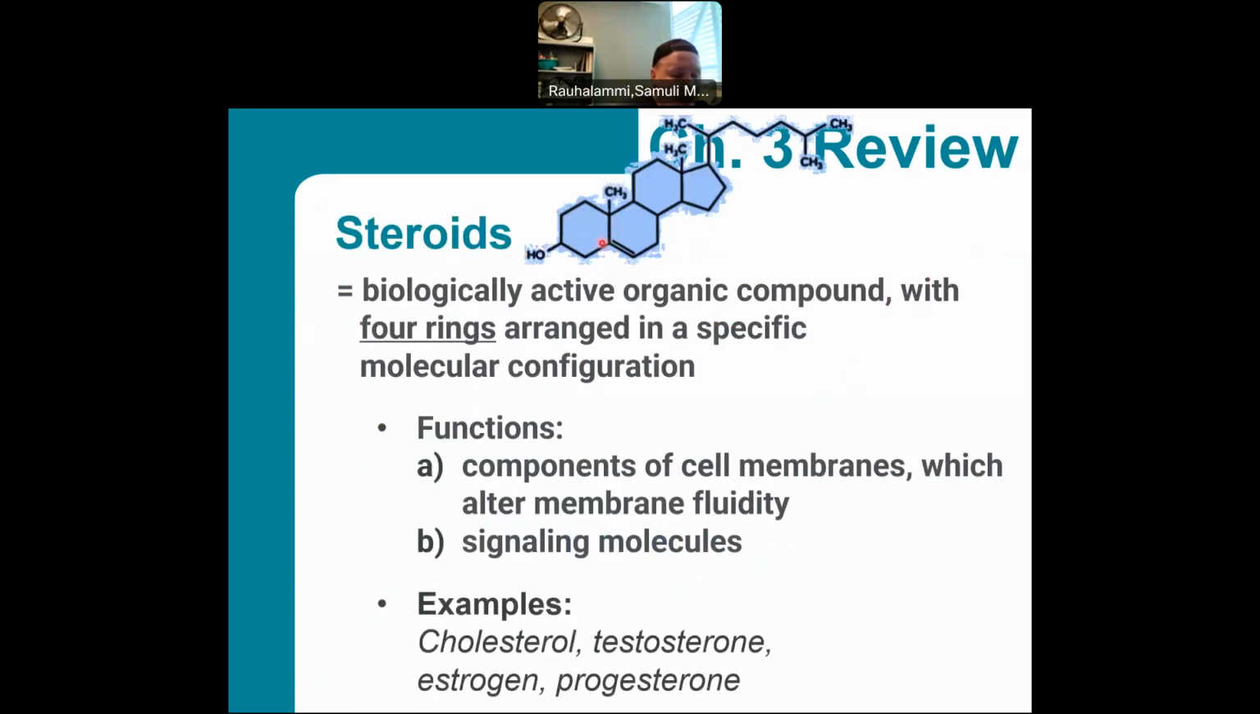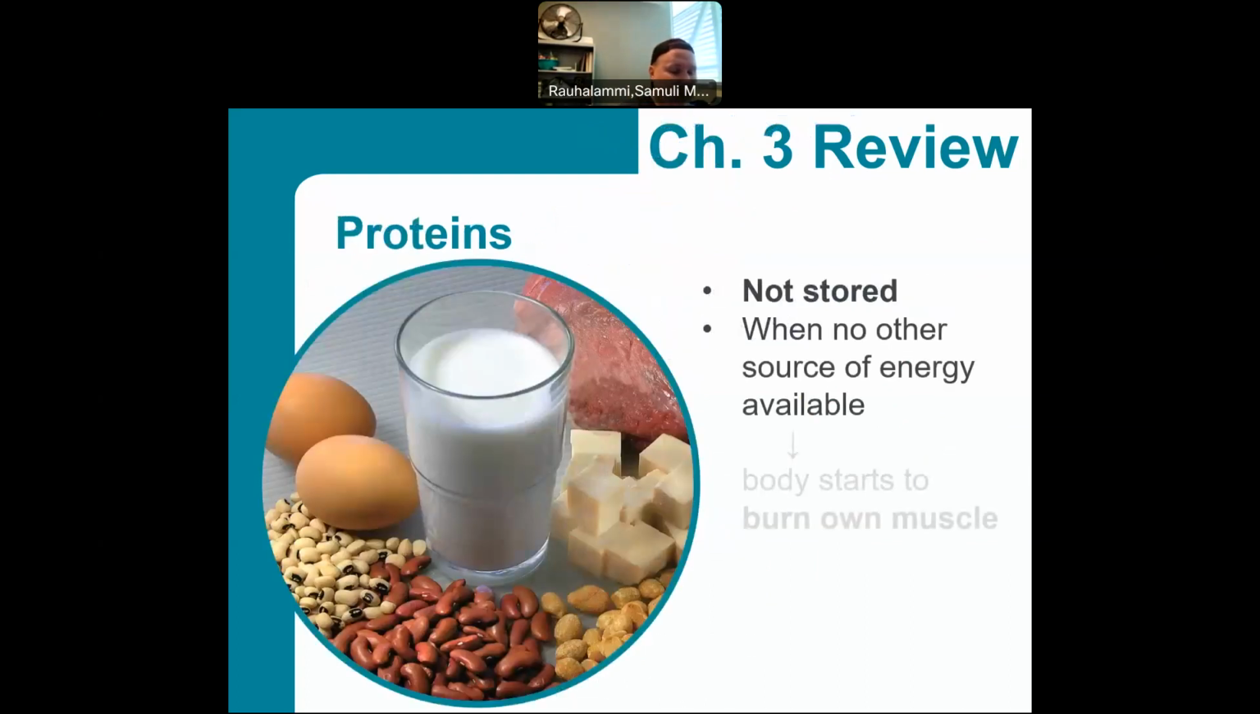I wanted to mention really quickly steroids. Steroids are biologically active organic compounds with four rings arranged in a specific configuration. They are important for many processes in our body, such as signaling molecules, for example in the endocrine system, and they are worth mentioning when we're talking about this concept. We convert cholesterol into steroids, for example, but you don't need to consume cholesterol-rich food. Your body will produce all that you need.